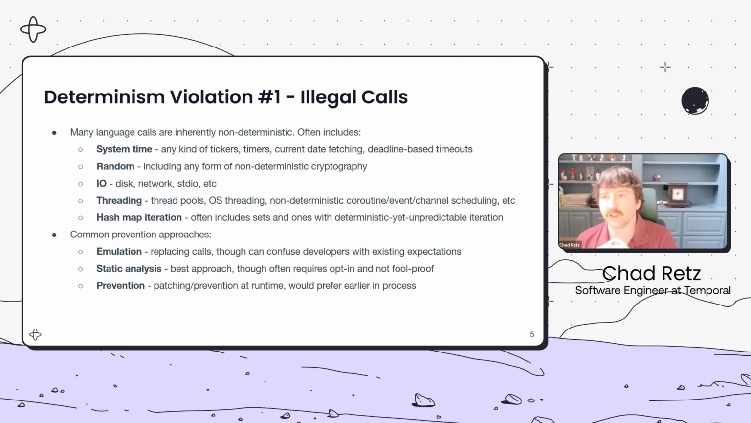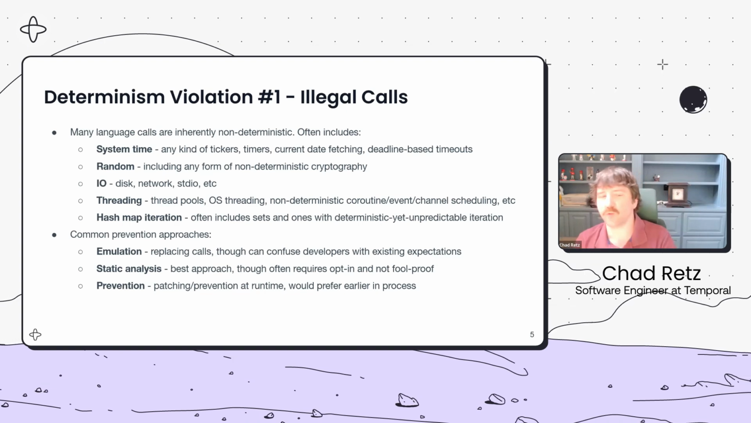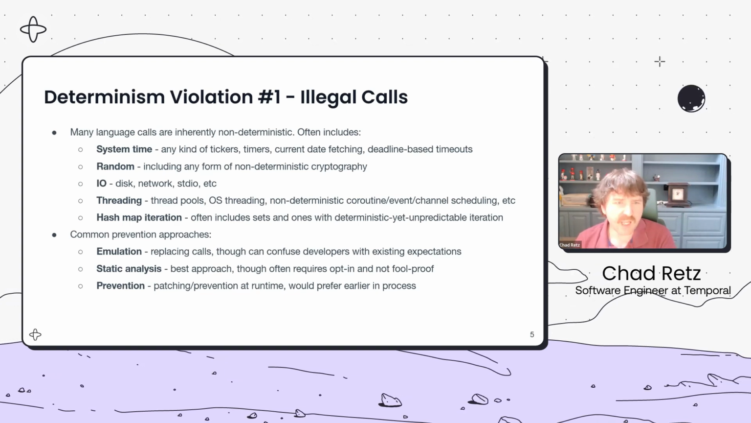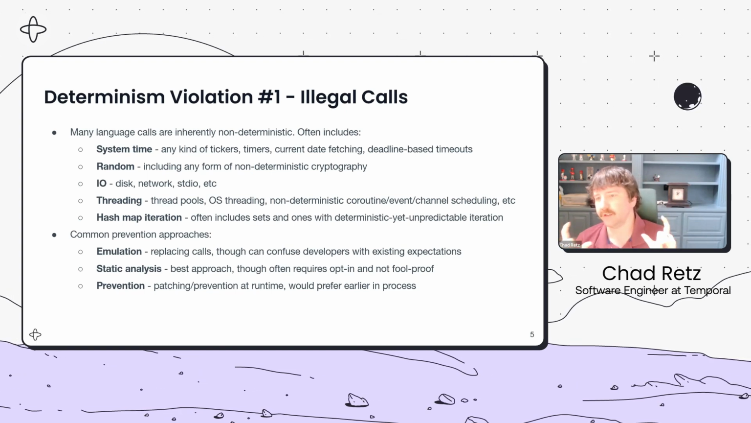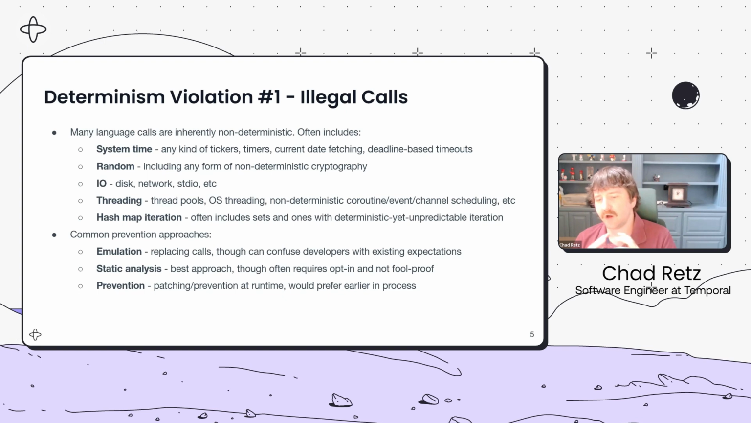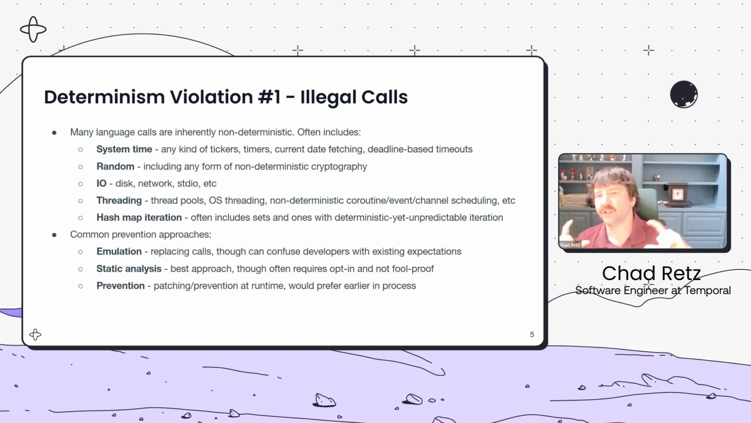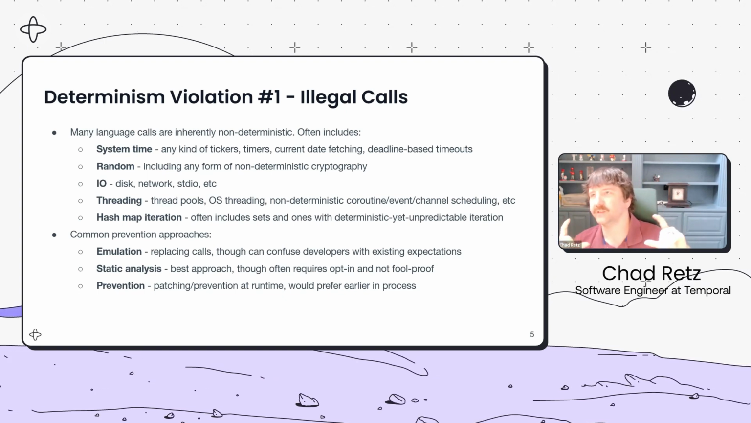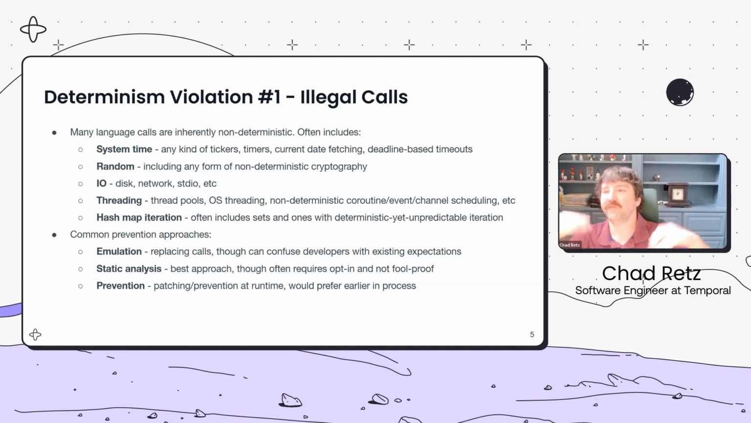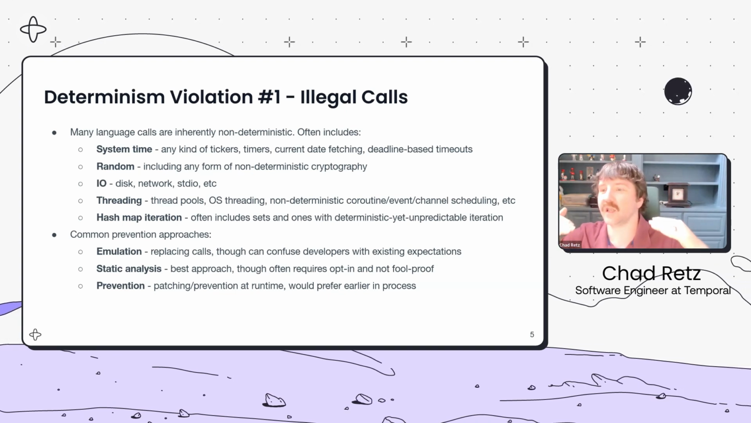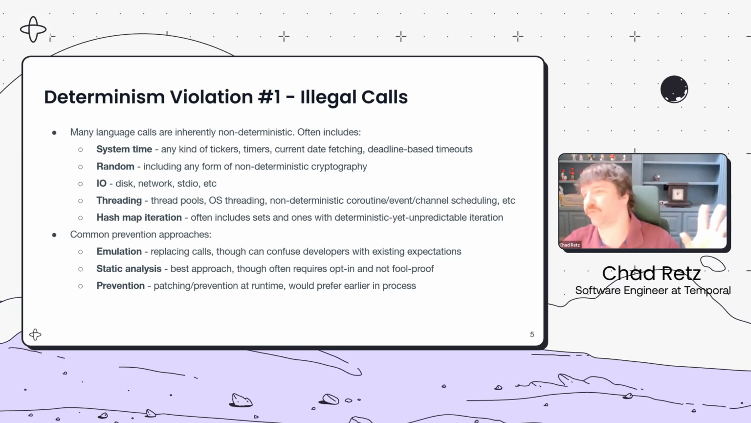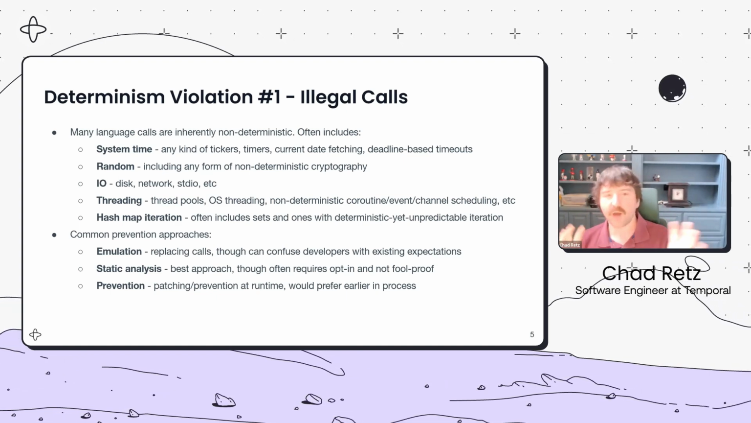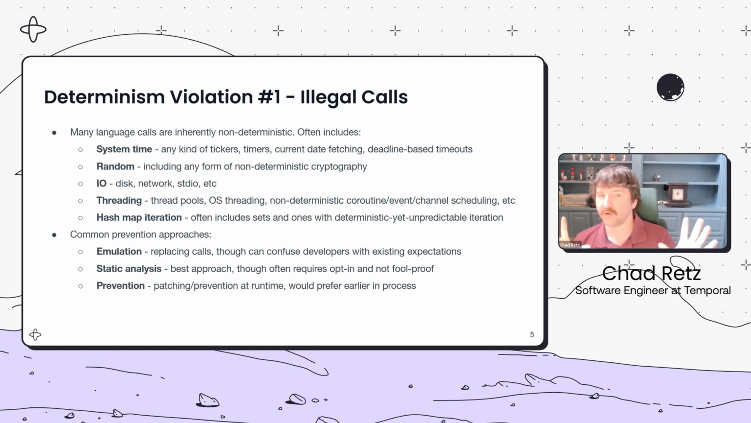Threading is also inherently non-deterministic most of the time because of the way these schedulers work. And a lot of times, iteration of hash maps and hash sets tend to be non-deterministic, or even if they're deterministic within themselves, they're non-deterministic if you make an alteration. At least a lot of times they're not predictable. And different languages have different approaches to this. We'll discuss it later. So how do we solve for illegal calls?